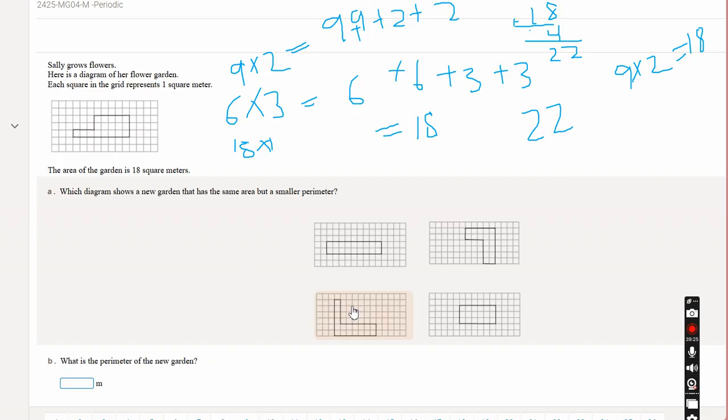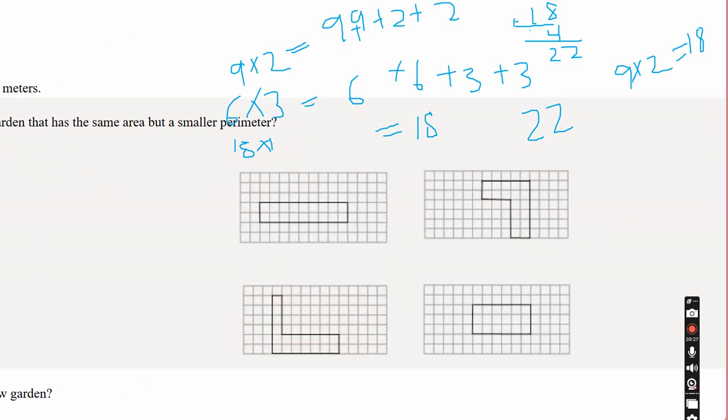So let's do one of them. Like the first one, let's do that. 1, 2, 3, 4, 5, 6, 7, 8, 9, right? 9 here, and 2 at the side. So they want the perimeter to be smaller, but the area to be larger. 2, and then 2, and then 1, 2, 3, 4, 5, 6, 7, 8, 9. 9, right? So when you add them, you will be choosing this one.